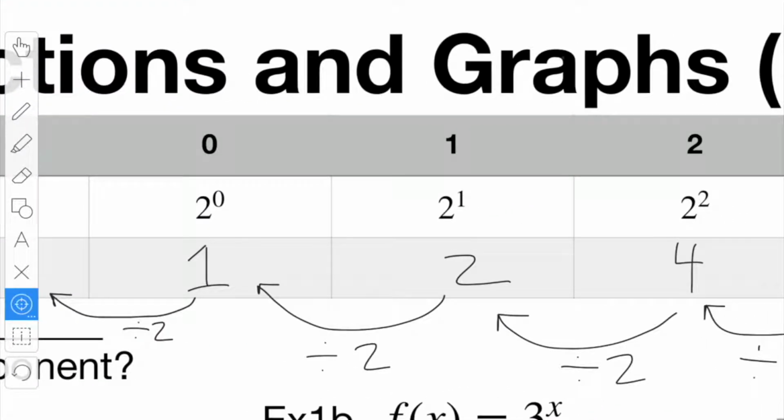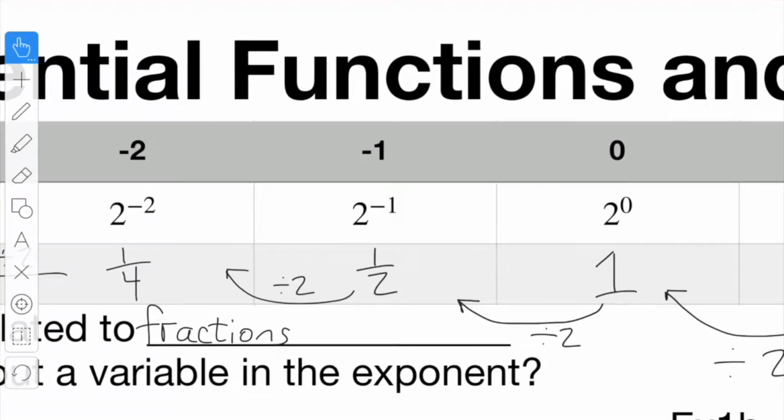It's because we take 4, and to get the next one we divide by 2, and take 2 and divide by 2 to get 1. If you want to figure out what the next lower exponent would be in the 2 to the x function, like if this is 2 squared and 2 to the first and 2 to the 0, you have to follow the pattern. Divide by 2. So 1 divided by 2 is 1/2. That's how we can reason that 2 to the negative first power really is 1/2.